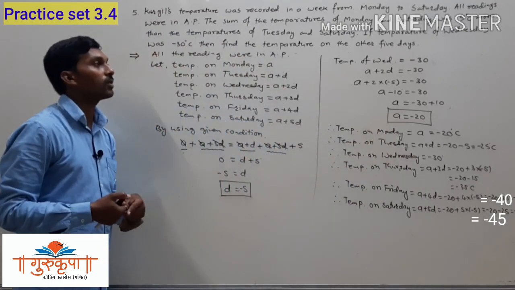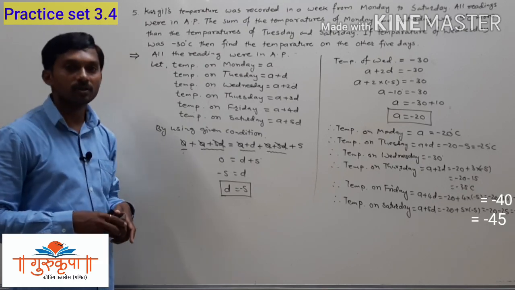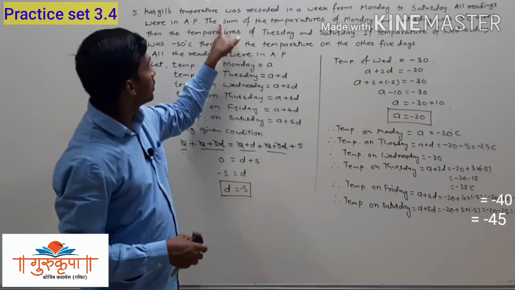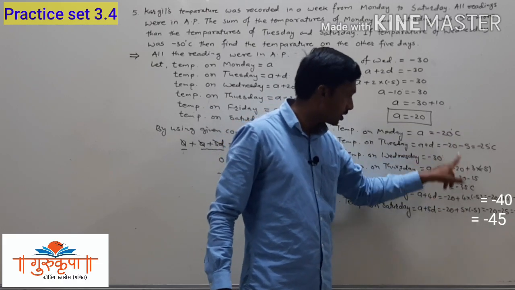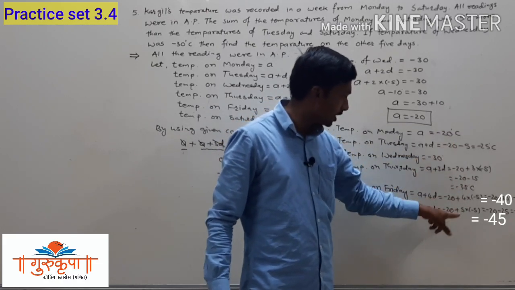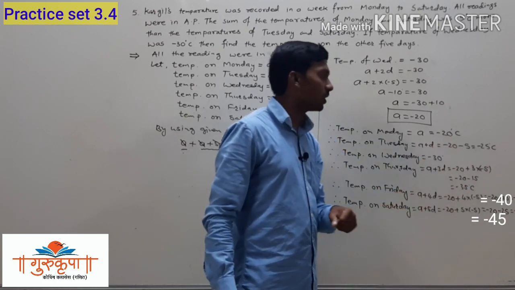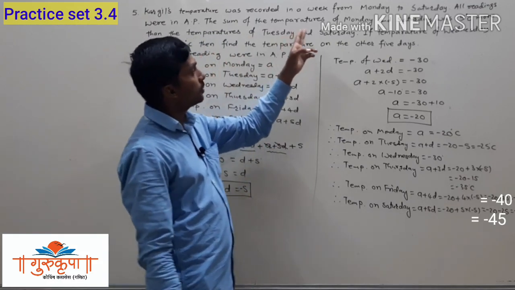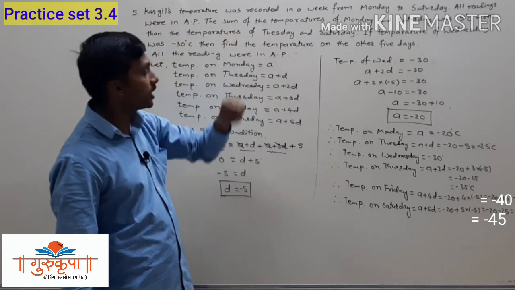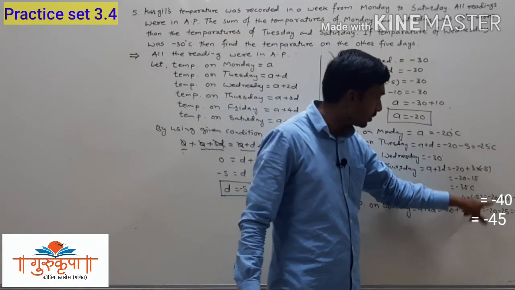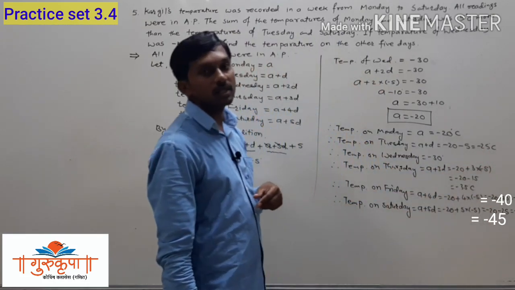Now we will check whether our answer is correct or wrong. We will check whether the conditions get satisfied or not. It is given that the sum of the temperature of Monday and Saturday is minus 65. And it is given that the sum of the temperature of Monday and Saturday was 5 degrees Celsius more than the sum of the temperature on Tuesday and Saturday. Tuesday and Saturday, that is minus 70 degrees Celsius.